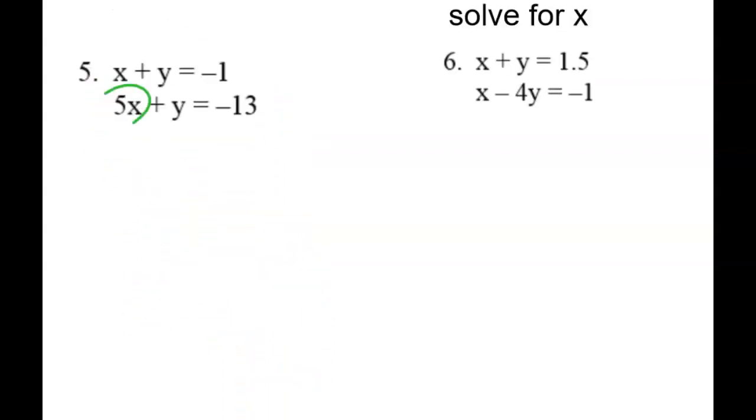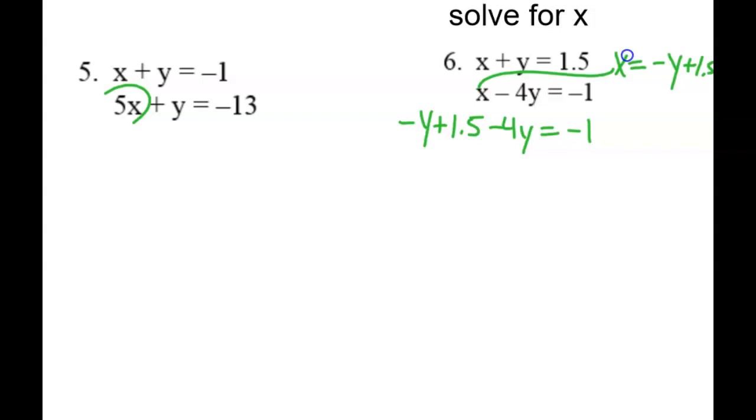Solve that first equation for x. What did you get? You got x equals what? Negative y plus 1.5. Okay, so now that is going to go into here. So negative y plus 1.5 minus 4y equals negative 1. Okay?